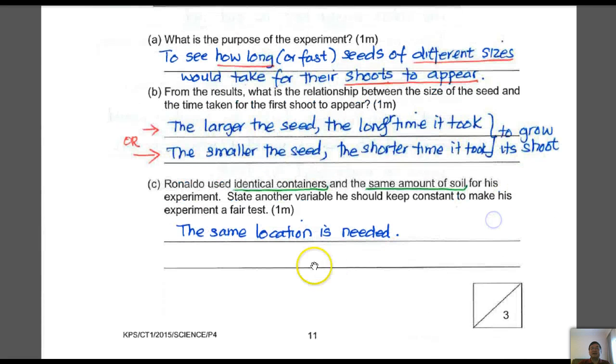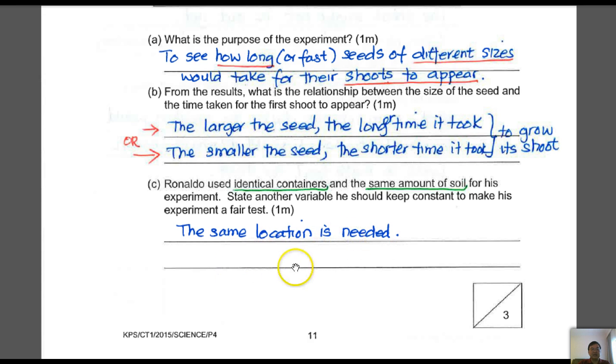Next, Ronaldo uses the same container, same amount of soil, and even the same amount of water. State another variable he should keep constant to make his experiment a fair test. The only answer we can find is that the location has got to be the same. So to ensure the same kind of lighting and the same temperature, that is needed. So location determines that.